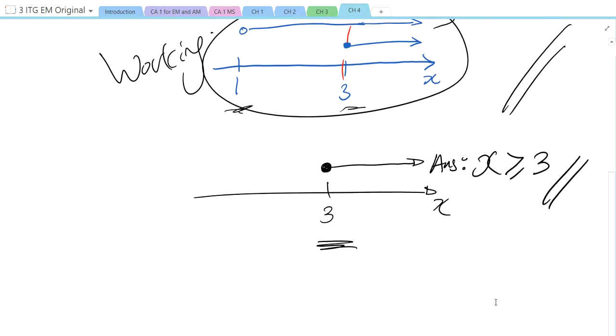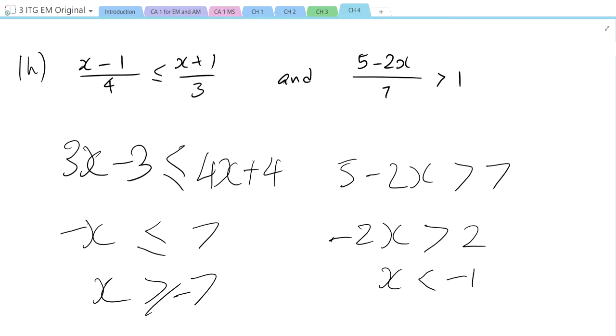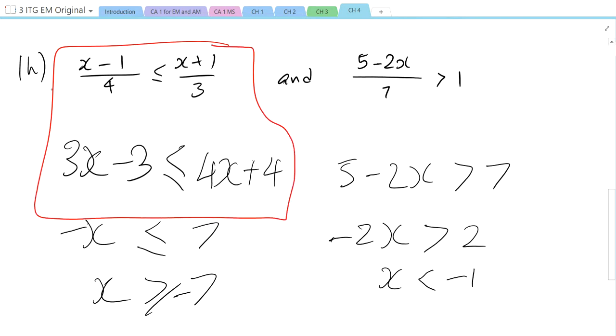Next, we've got question 1H. What V has for us. We've got 2 linear inequalities again. Let's tackle the first one. How did he get from here to here? What did he do? He times 12 on both sides? Yes, that is correct. Okay, so multiply by 12 on both sides. Since we are multiplying by a positive number, there isn't any sign flipping.